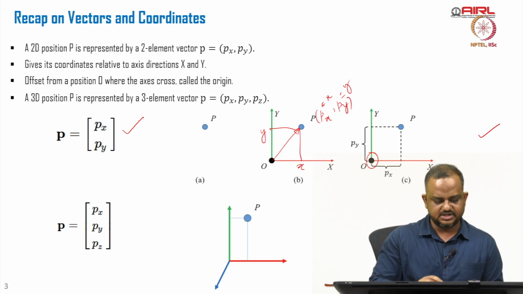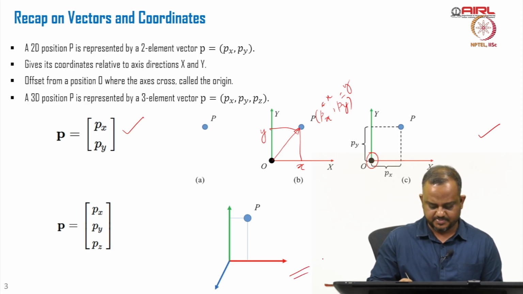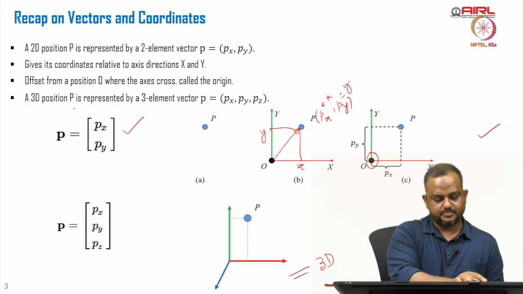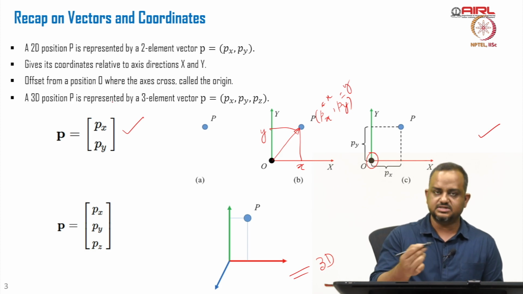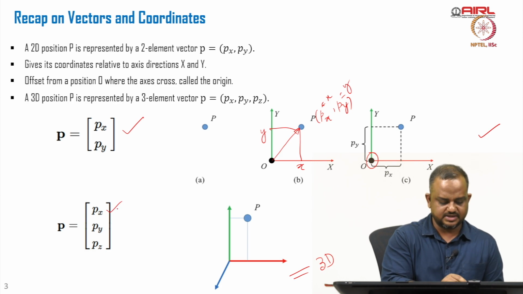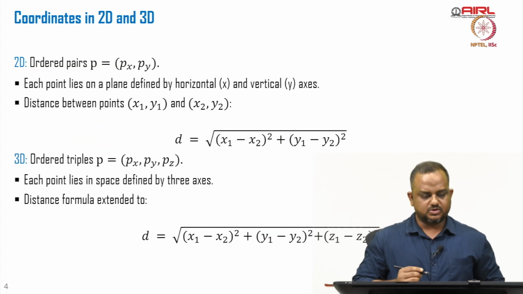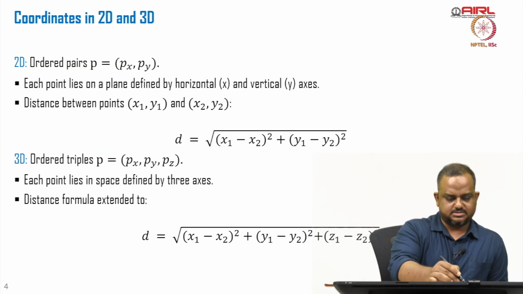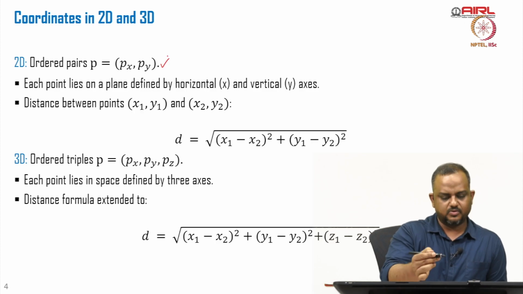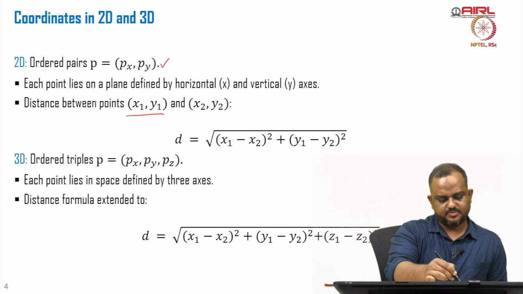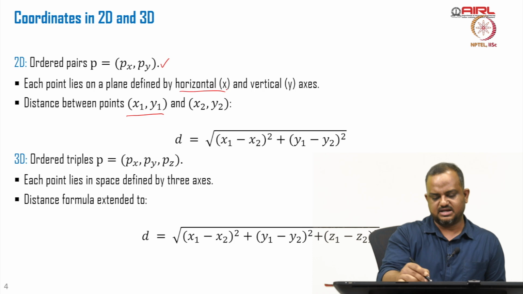When it comes to a 3D coordinate system, the position P is represented by a 3-element vector which will have 3 elements like Px, Py and Pz as x axis, y axis and z axis coordinates. Now the coordinates in 2D and 3D are given like this: Px, Py. We can put it like x1, y1, x2, y2 in different forms. Each point P lies on a plane defined by the horizontal axis x and the vertical axis y.